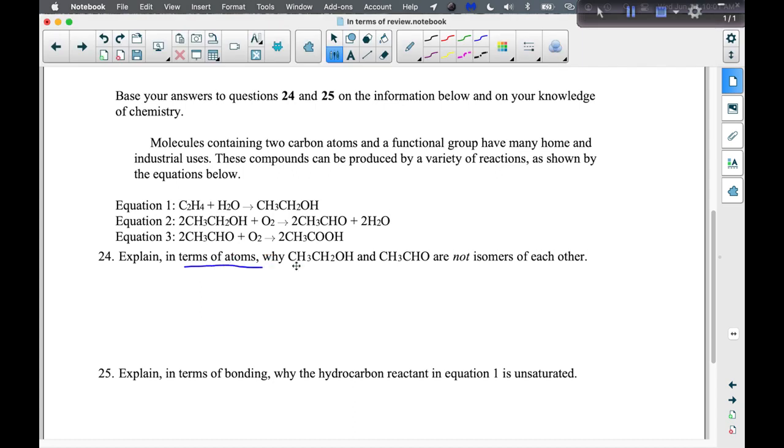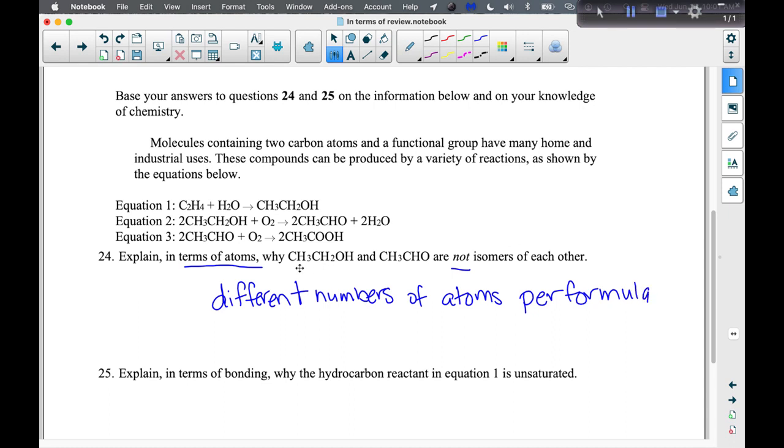In terms of atoms, why they are not isomers, isomers have to have the same molecular formula and different structural formulas. They have different numbers of atoms per formula. This is C2H6O and C2H5O, and so they have actually different numbers of hydrogen atoms per formula.